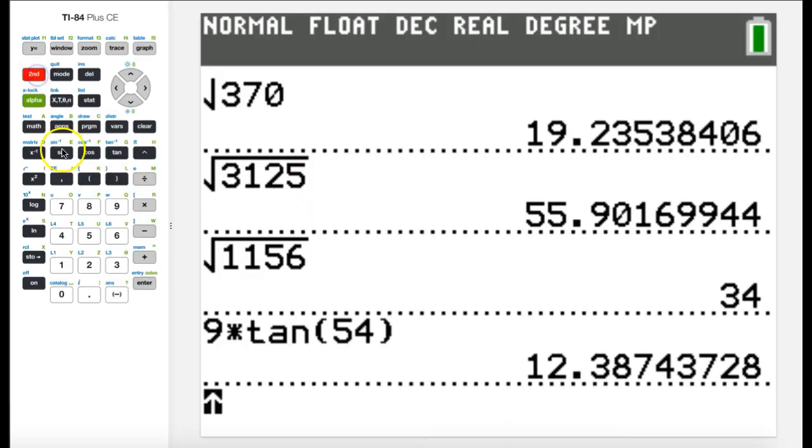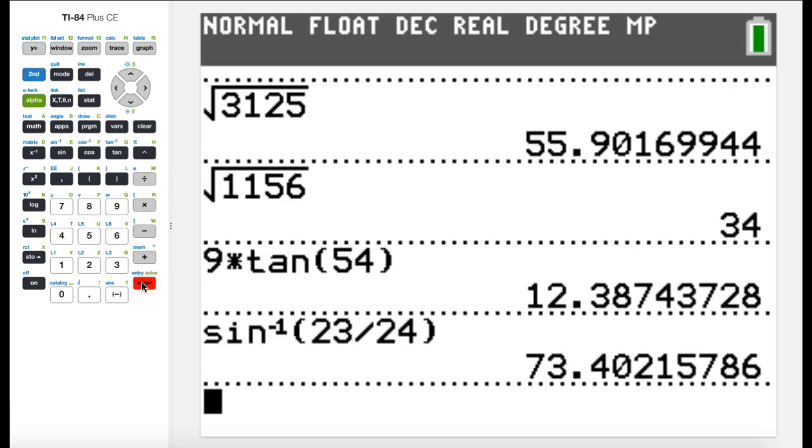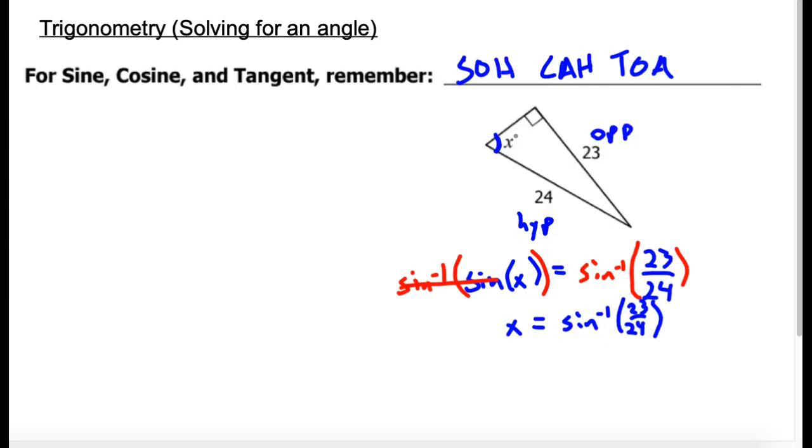So second sine of 23 over 24, and that will be 73.4. So my missing angle is 73.4 degrees.